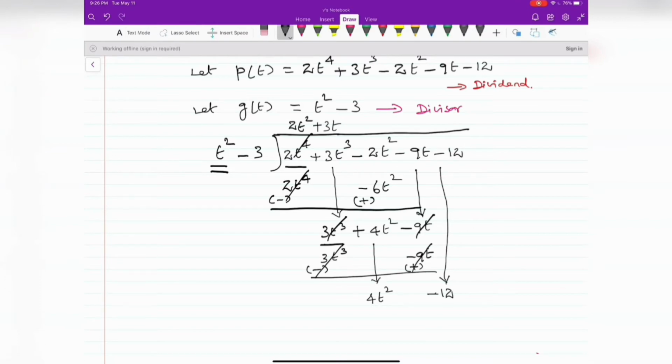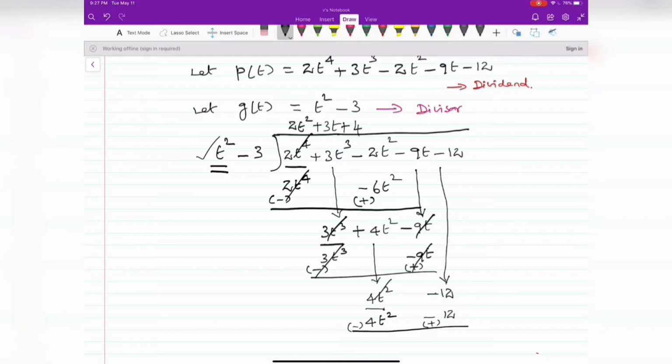Okay. I am having in this place 4t square, but in the divisor I am having t square. So I have to multiply t square by 4 to get 4t square. So plus 4. Then what will I be getting? 4t square minus 3 into 4 minus 12. Again, the sign will change. This will become minus, this will become plus.